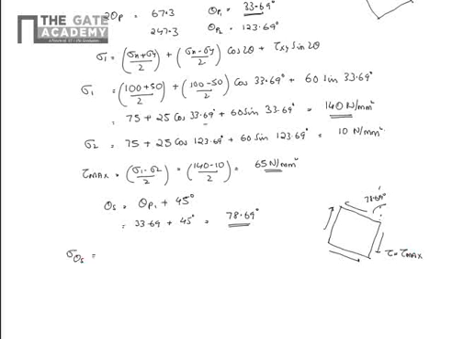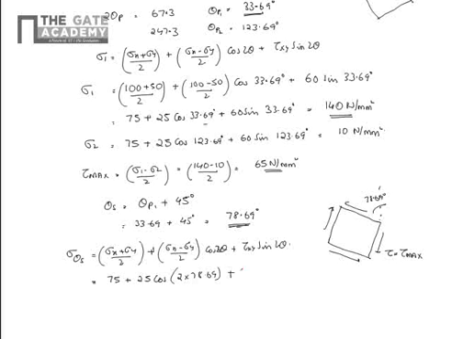So I can write normal stress acting, sigma theta s, will have the equation sigma x plus sigma y by 2 plus sigma x minus sigma y by 2 cos 2 theta plus tau xy sin 2 theta. But here what will be the value of theta? Theta will be 78.69 degree. So that will come out to be 75 plus 25 cos 2 theta, 2 into 78.69, plus 60 sine 2 into 78.69.